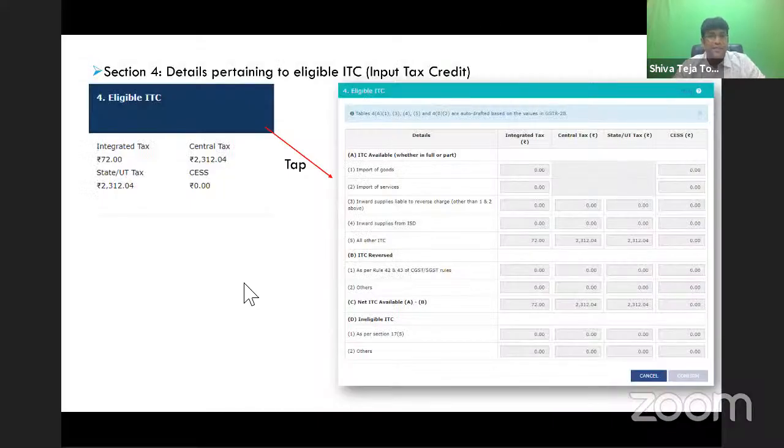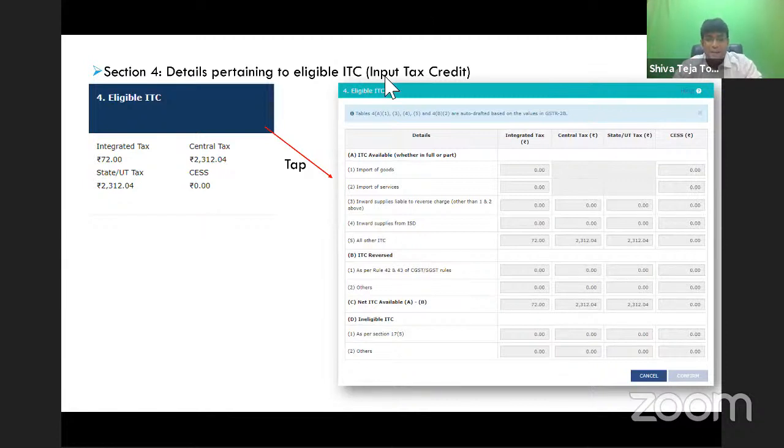See now, details pertaining to eligible input tax credit. Once I tap that, what are the columns there? Please see. First, import of goods. I already told you that in relation to import of goods, whatever credit is there has to be shown very clearly there. No doubt about it. Next, import of services. Then inward supplies liable to reverse charge. I told you that whatever tax we pay under RCM, we'll pay using the electronic cash ledger. And again, whatever tax we paid under RCM, we can claim it as input tax credit. No doubt about it. Tax paid under RCM can be claimed as credit.